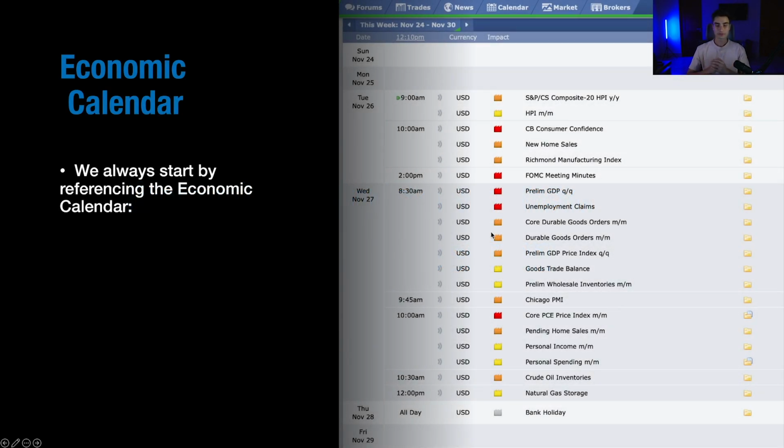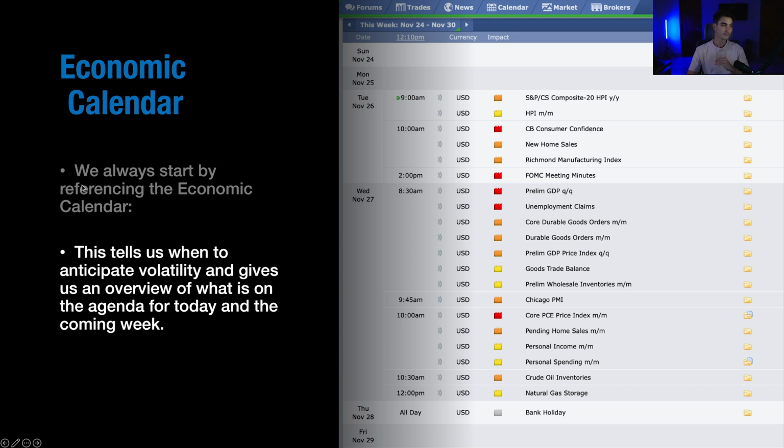So first things first, we always start with the economic calendar. This tells us when to anticipate volatility and gives us an overview of what is on the agenda for today and the coming week. So looking at today, November 25th, Monday, we see there's no high impact news. Generally, we like to trade days with high impact or medium impact news because we'll expect more volatility and clean, low resistance liquidity runs.